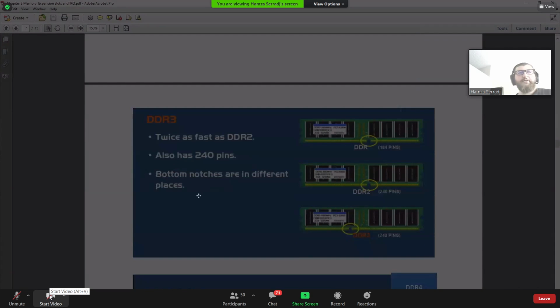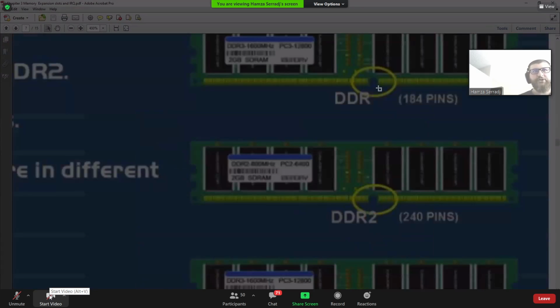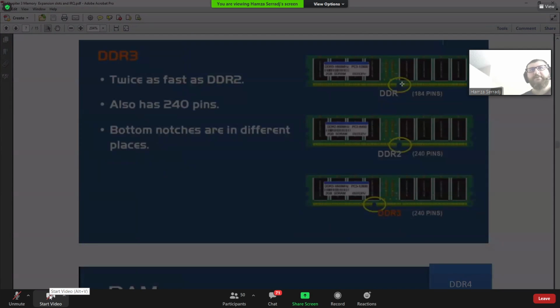The bottom notches are in different places. So you see we have notches here that can make a difference between them. DDR and DDR2 have the notch in exactly the same place, which determines how it is plugged into the DIMM slot. DDR3, see, has the same amount of pins here, but the notch is totally different. It's on the other side. Now, when we can see the notation here and the notch place, we can say that, okay, this is a DDR3, right? So they don't plug into the same DIMMs. The DIMMs are different.